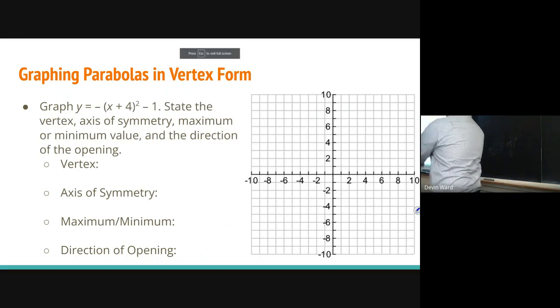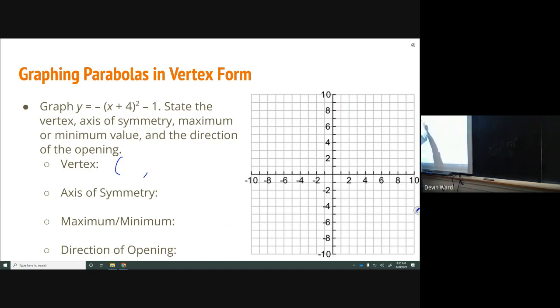Okay, so now we have negative (x plus 4) all squared minus 1. So our vertex. Remember, when the 4 comes out, change the sign, so it's negative 4 and negative 1. Now we normally do 1, 3, and 5, but we have a negative for our A value. So what that's going to do is change the sign on all these numbers. So negative 1, negative 3, and negative 5.